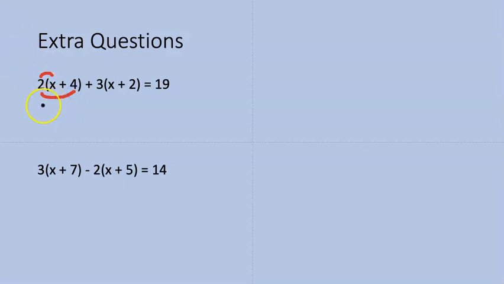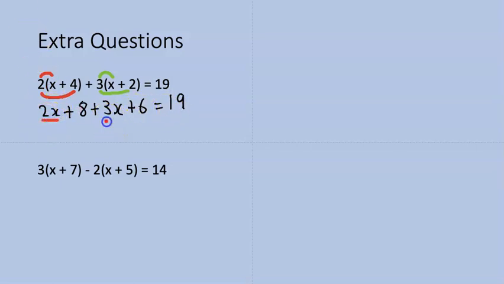So I expand the first one. 2 times x is 2x. 2 times 4 is plus 8. Then I expand the second one. 3 times x is 3x. So I write plus 3x. And then 3 times 2 gives me plus 6. That gives me 19.